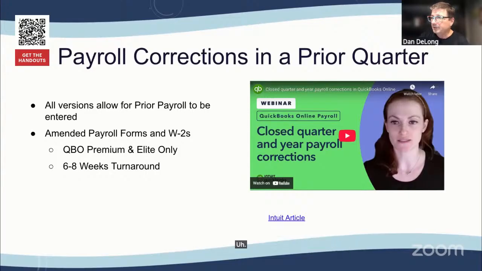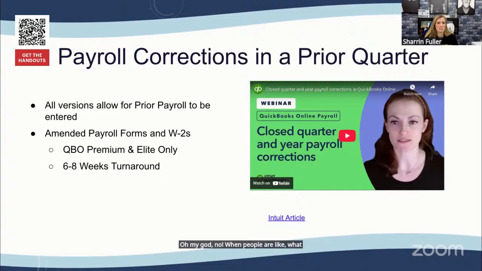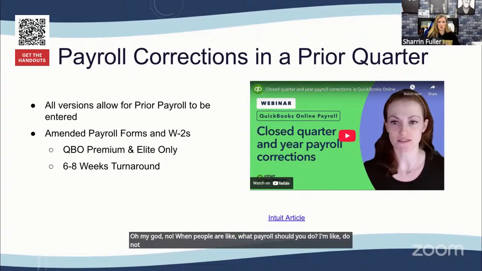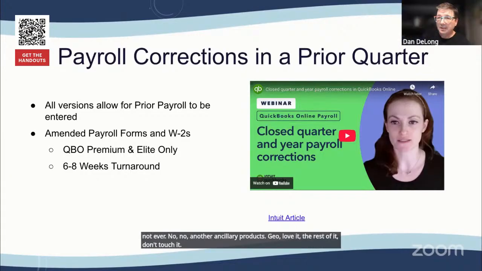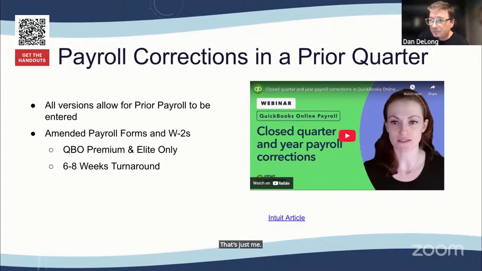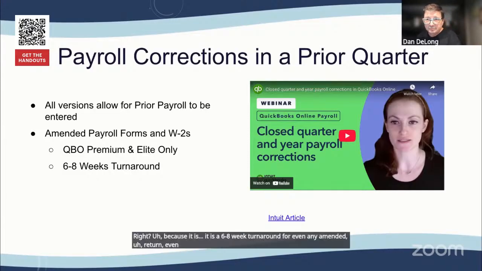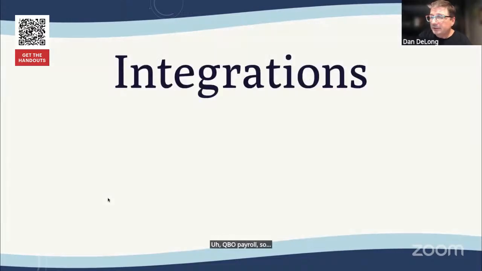I know, Sharon, you're not a big fan of QBO payroll. Oh my God, no. When people ask what payroll should you do, I'm like, do not ever. And none of the ancillary products either. Gusto, love it. The rest of it, don't touch it. That's just me, because it is a 6 to 8 week turnaround for any amended return, even if you're submitting it through QBO payroll. So there are a few buts with that.